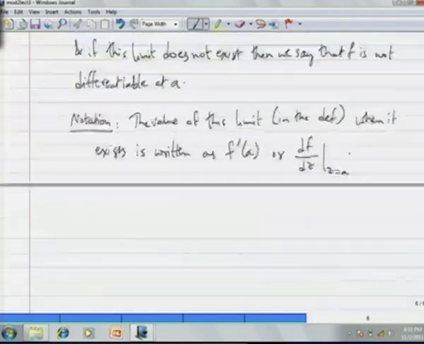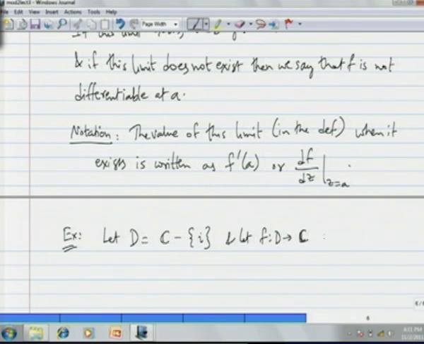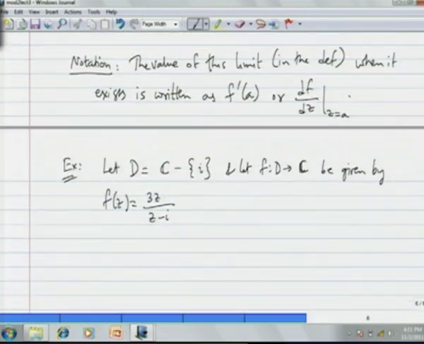So, let us see an example of a function which is differentiable. Let D equal C minus the complex number i. So it's all of the complex plane except the point i. And let f from D to C be given by f of z equals 3z by z minus i. So it's a rational function.